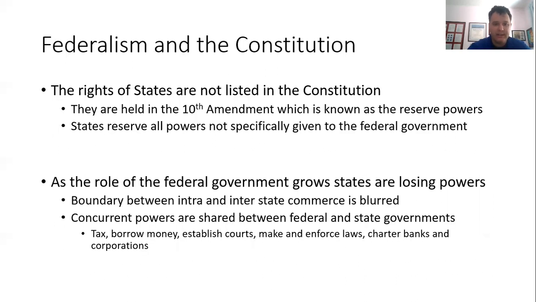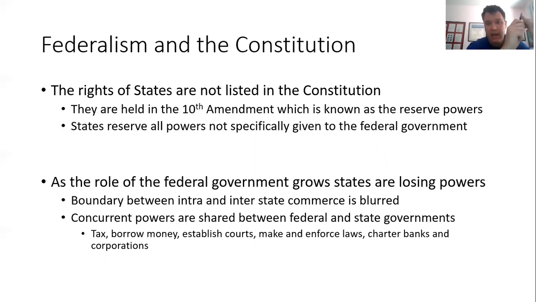And so then we get into federalism and the Constitution. The rights of individual states are not listed anywhere in the Constitution. Obviously, the express powers of Congress are laid out, what they can do, and it's just assumed whatever Congress cannot do belongs to the states, and this is called the reserved powers. So you have powers that are expressed to the federal government, you have powers that are reserved to the states, and then you have concurrent powers, which are powers that are shared between federal and state governments.